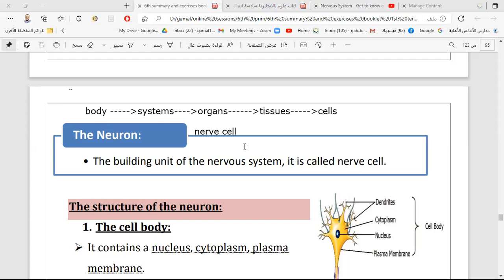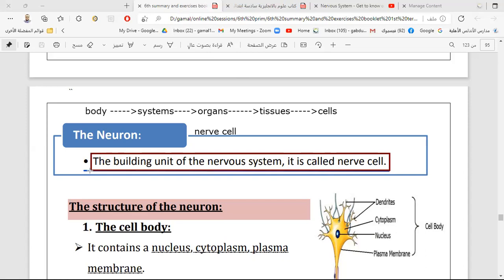Let me continue, please. So what is the neuron? Who can tell me? Hamdi, the neuron is what? The building unit of the nervous system. It is called a nerve cell or neuron.